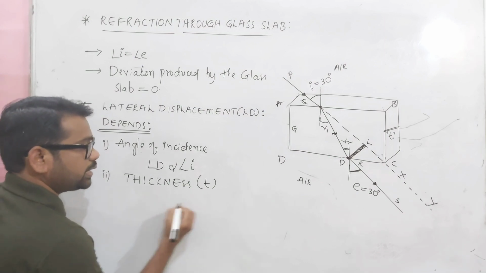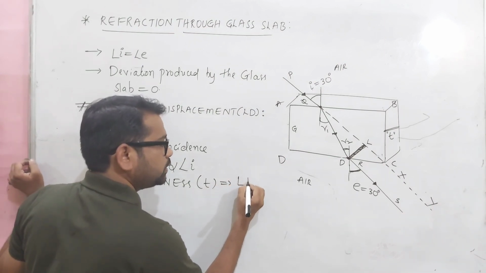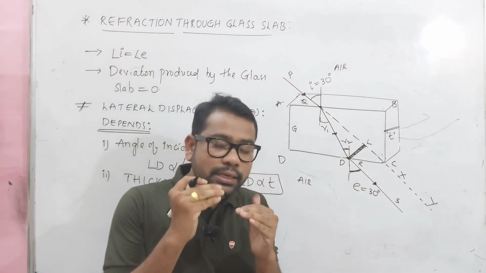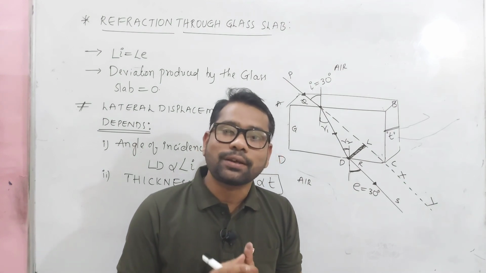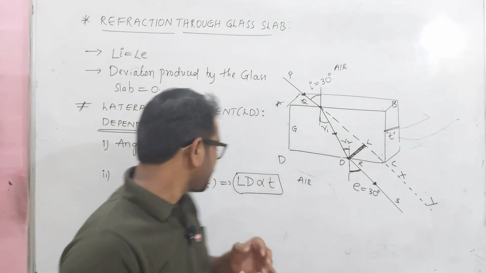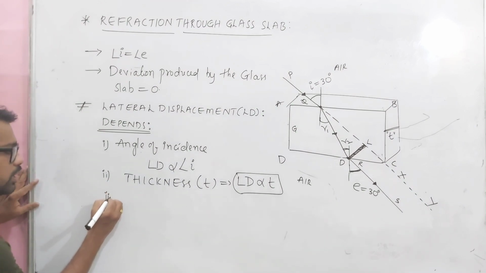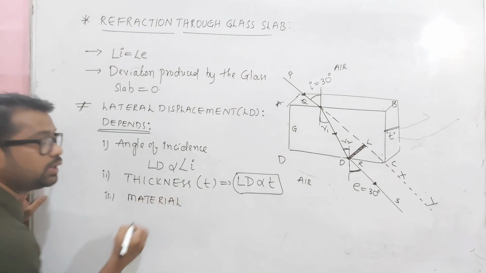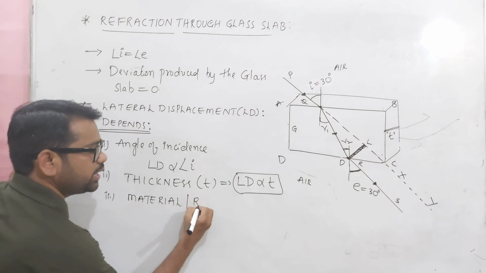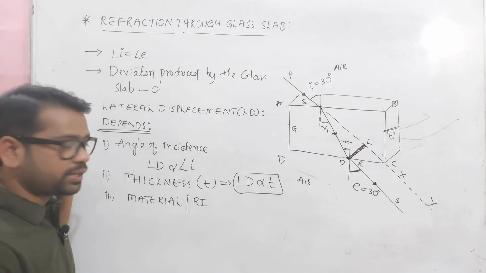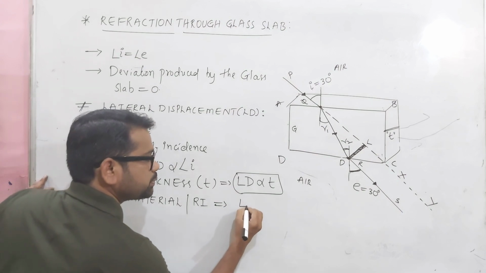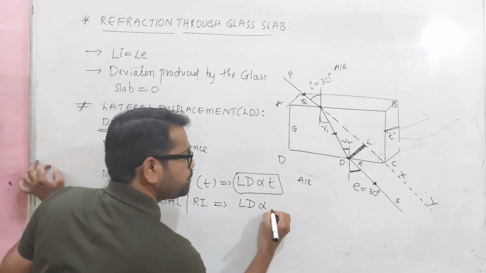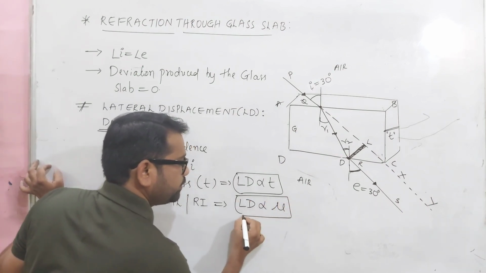How does it depend? Lateral displacement is directly proportional to the thickness of the glass slab, which means as the thickness of the glass slab increases, obviously lateral displacement also increases. Fine. The third one is that it also depends on the material, what material it is made up of, or we can say the refractive index. So here lateral displacement is directly proportional to the refractive index. Very, very important.